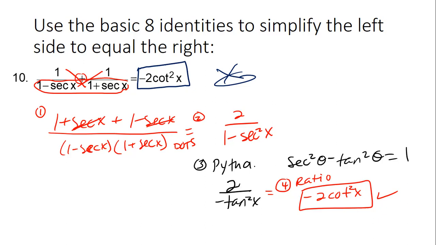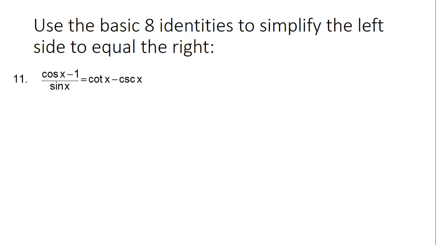Okay. The problem here is that when you're doing these, there are so many little things that can go wrong. That's why I said keep looking at the answer. This is my goal. Our goal here is to become cotangent x minus cosecant x. Currently, we are cosine x minus 1 over sine x.